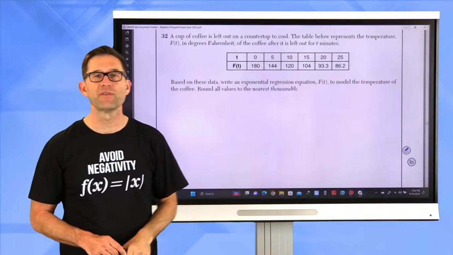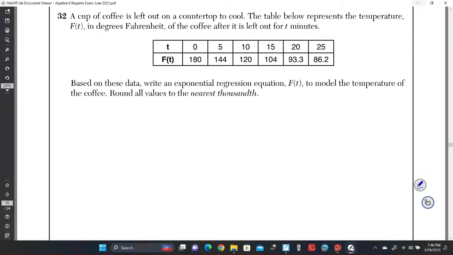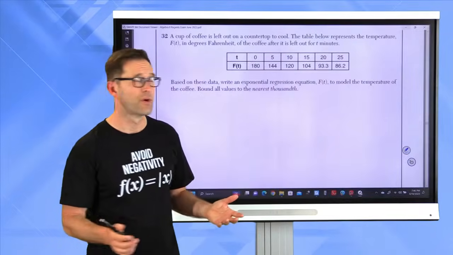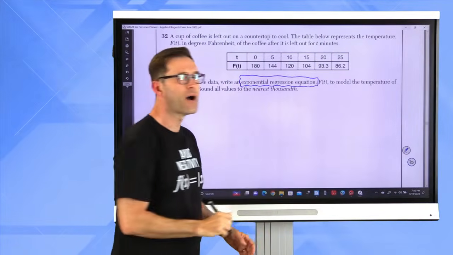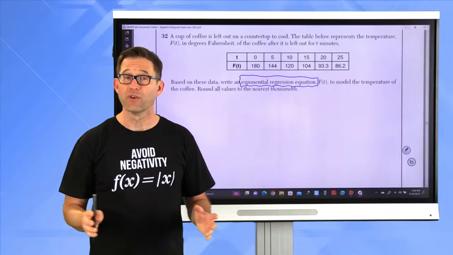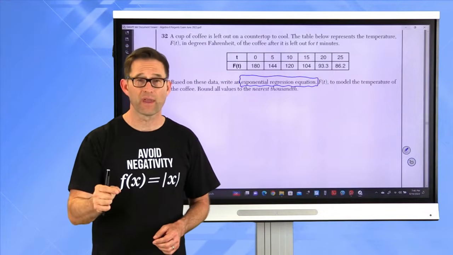All right, let's take a look at 32. A cup of coffee, I could use one right now, is left out on a countertop to cool. The table below represents the temperature, F of T, in degrees Fahrenheit, of the coffee after it is left out for T minutes. Based on these data, write an exponential regression equation, F of T, to model the temperature of the coffee. Round all values to the nearest thousandth. All right, so regression, specifically exponential regression. How you do regression on a calculator, and you must do it on the calculator, is very calculator dependent.